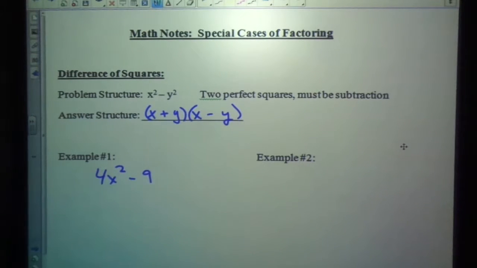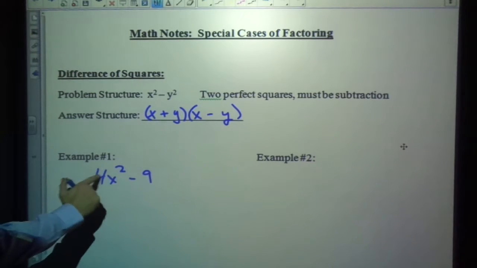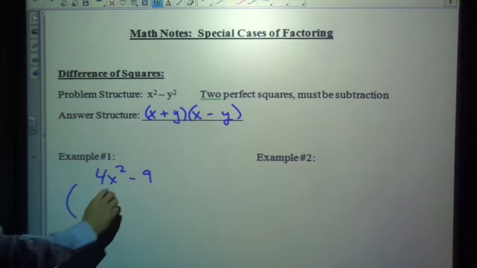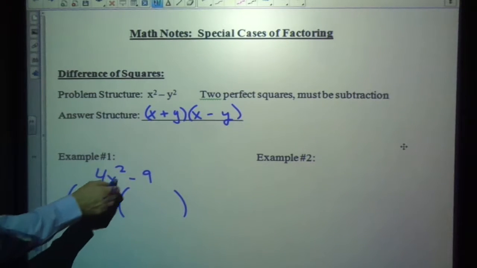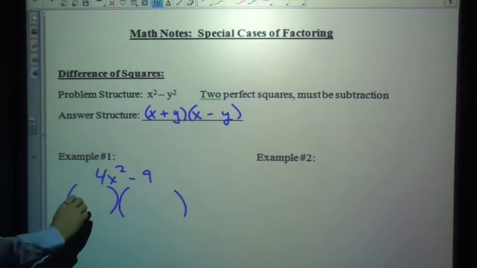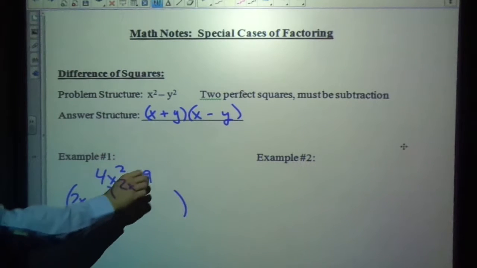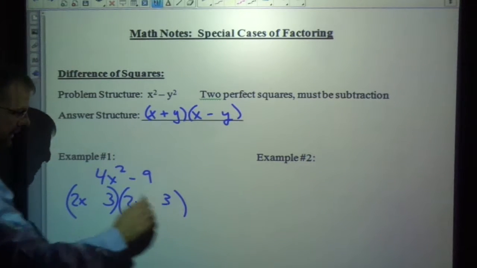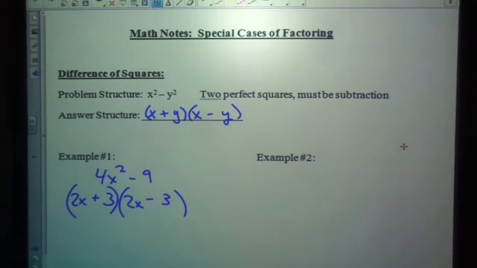That's a perfect square. The last number is also a perfect square because the square root of this is 3. And this is subtraction, so it's a difference of two perfect squares. So I can go straight to my answer. The square root of 4x squared is 2x. The square root of 9 is 3. And one of them is positive and one of them is negative.